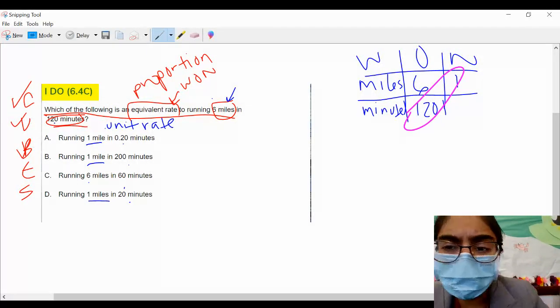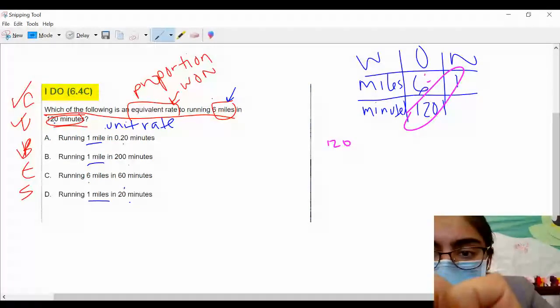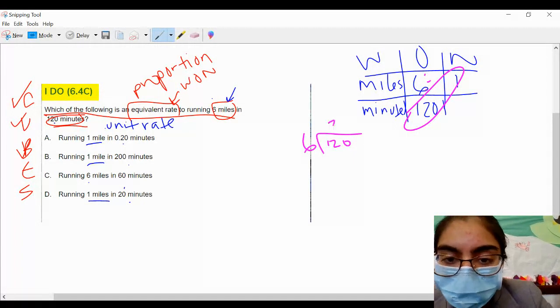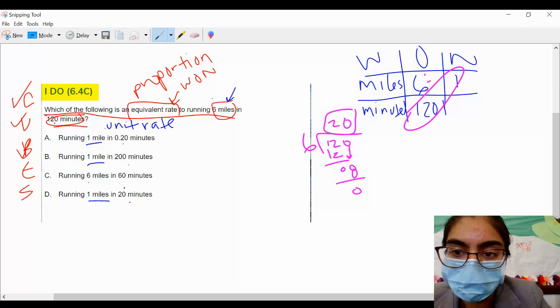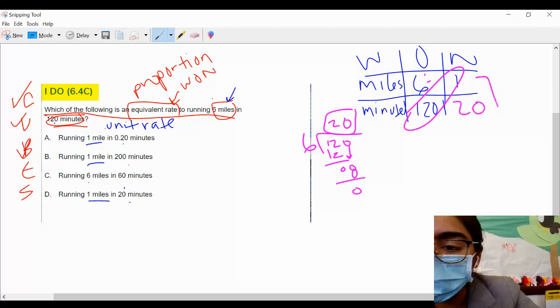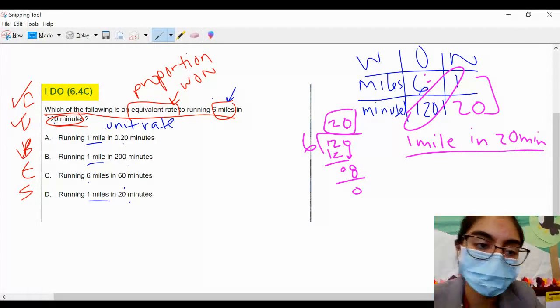Well, I know 120 times 1 is 1, of course. So it's going to be 120. And then I divide by 6. 6 can't go into 1, but 6 goes into 12 2 times. 6 times 2 is 12, equals 0 when you subtract. Bring down the 0. 6 goes into 0 0 times, which means 20 becomes my answer. So what is this one chart saying? Well, if I read this rate, it says that you can go 1 mile in 20 minutes. All right, let's see if any of my answer choices look like that.